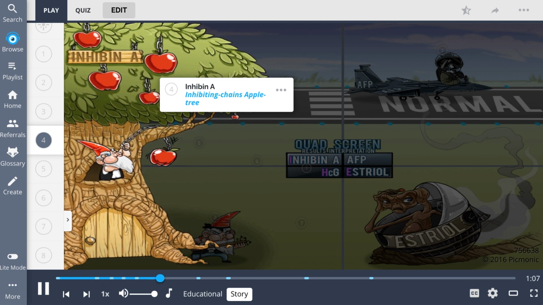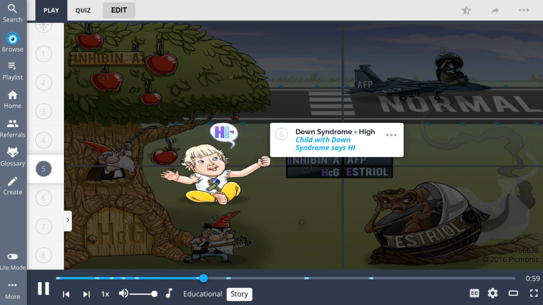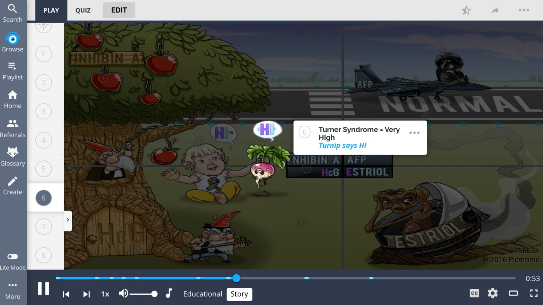In this Picmonic, we want to show you an interesting way of grouping these markers so that you can remember their corresponding defects. It first starts with a hello, or a hi in this case, said by a child with Down syndrome. He's greeting a turnip that says hi as well, for Turner syndrome. They seem to be making fast friends in the garden of the hardcore gnome. Although, he'd rather have this kid not pull his turnips, so he dangles an apple to hopefully lure him away.